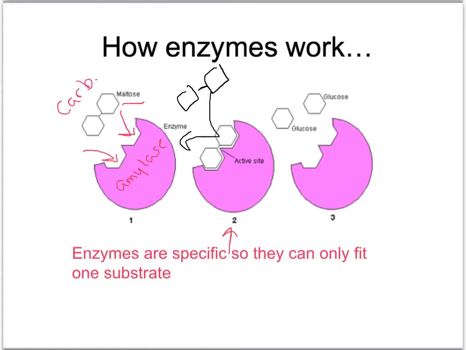So for steps, we have a substrate, which is what the thing attaching is called, like carbohydrates, binds onto the active site, this area right here. Once it attaches on, a reaction takes place, and the products, in this case, since our enzyme was amylase, glucose, can leave.